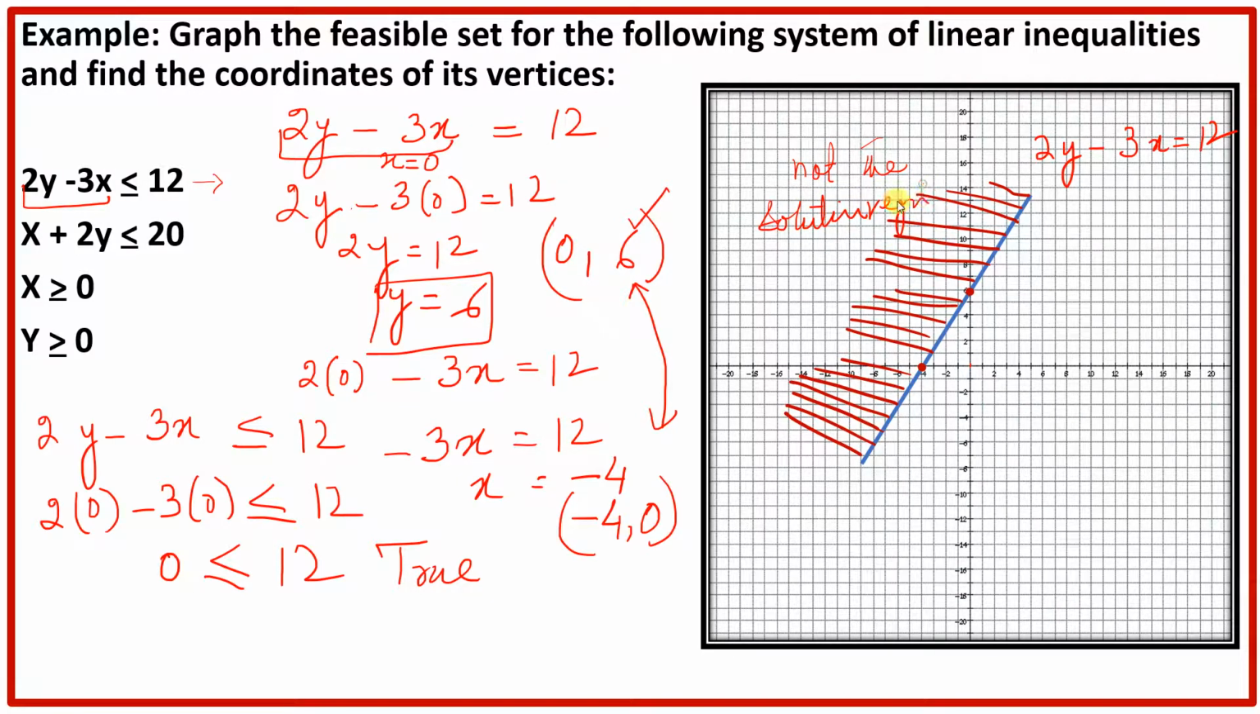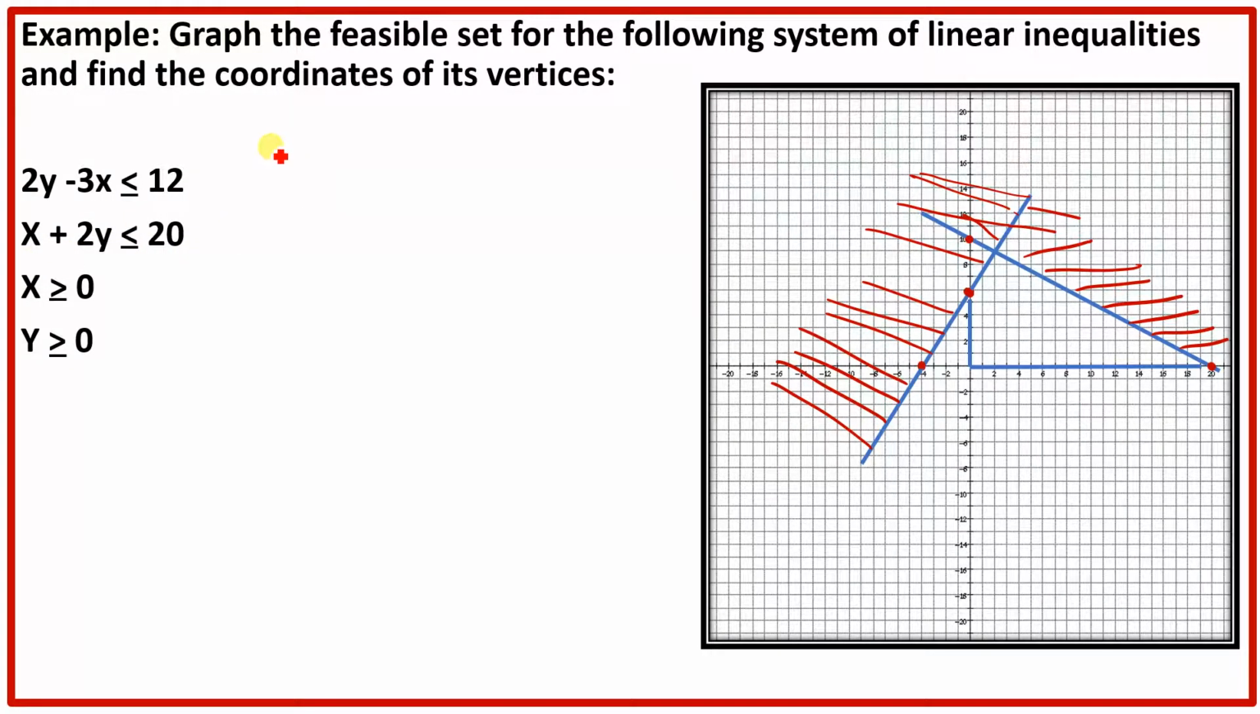Solution region. If it is true, it means the solution is here towards the origin, and the origin is here, this one. If you put any value from here into this equation, it will satisfy this inequality. But if you take any point from here which is not in the solution region, you will not get the inequality. It will be greater than or equal to 12, right? So from this first inequality we get this line. Okay, now move on to the second inequality.